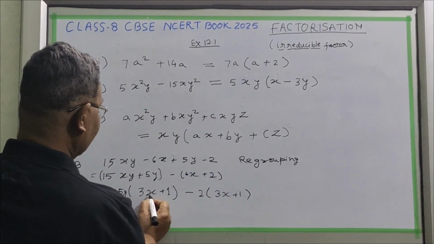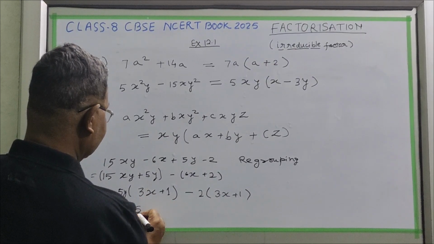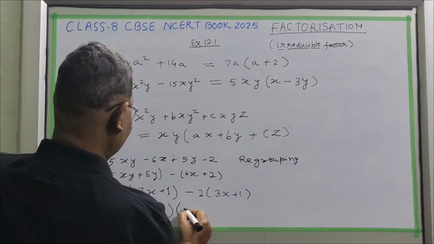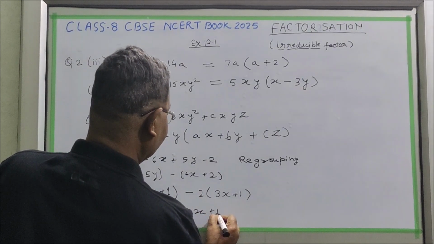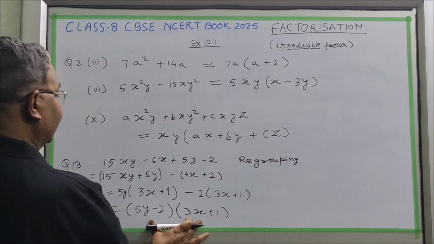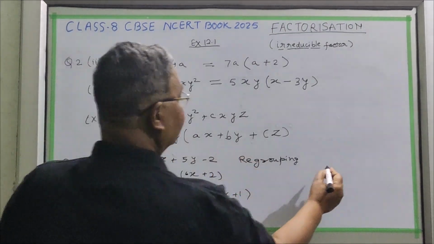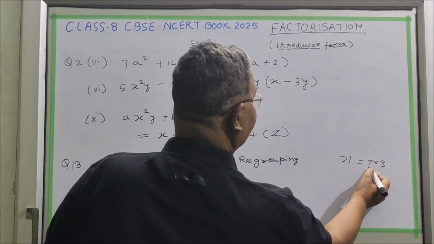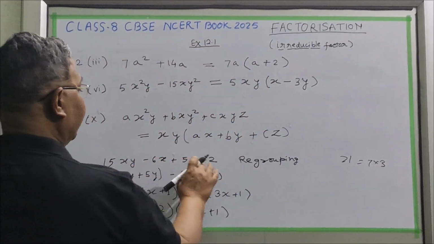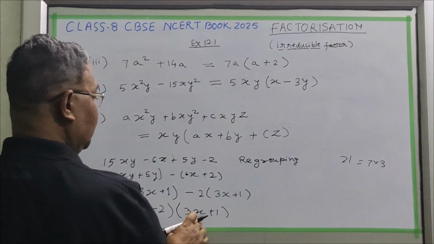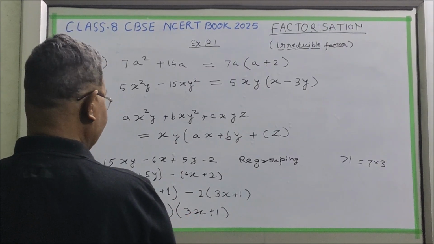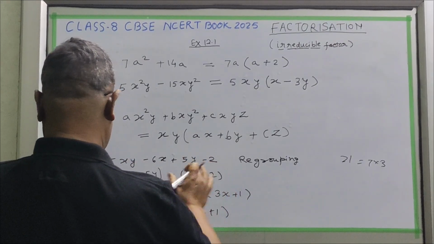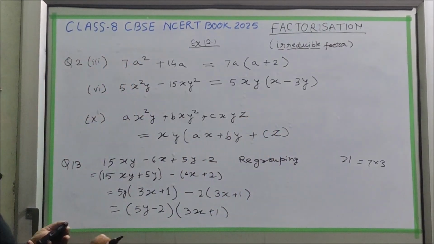So here your answer is 5y minus 2. It is one factor and the other is 3x plus 1. So we have found two factors of this one. Like I told you, 21 we have made 3 into 7, both irreducible and both are factors. Here for this equation we have also made two groups, and they are irreducible, so they have become factors of this equation. Okay, now we'll go to the next.